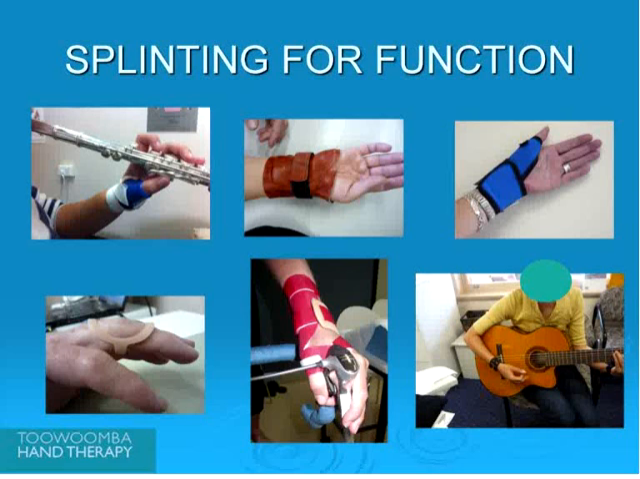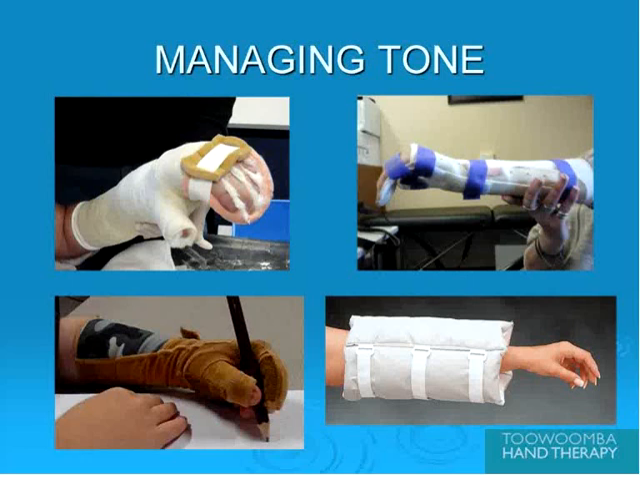This next area, managing tone, I am definitely not an expert at, but we're getting more and more of these as people with high tone are going down the path of Botox. So currently, people have their Botox injection, and then we do a series of casting, which is the first picture, to gradually stretch everything out.